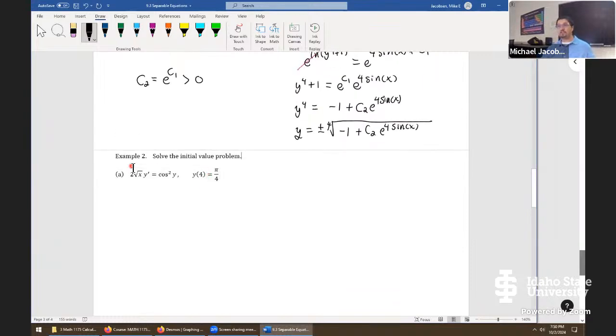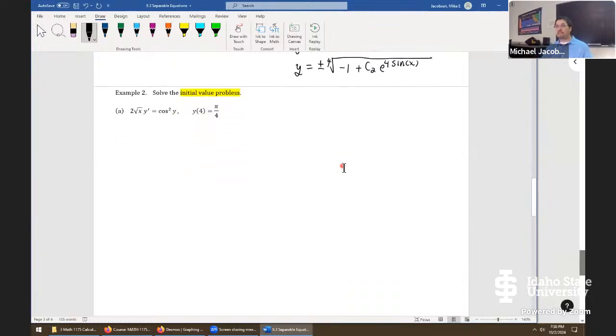But continuing on, here's our new situation. It says solve the initial value problem. The reason we're calling this an initial value problem as opposed to a differential equation is, well, it still is a differential equation, but that's the initial value. This time we're not looking for a family of solutions indexed by a constant like c2 here. We're looking for one exact solution that also satisfies that information. y at 4 must be equal to pi over 4.